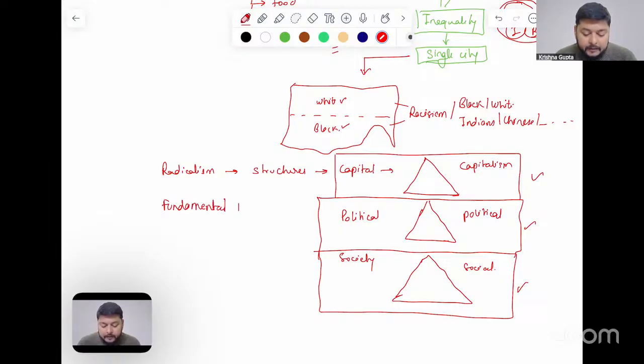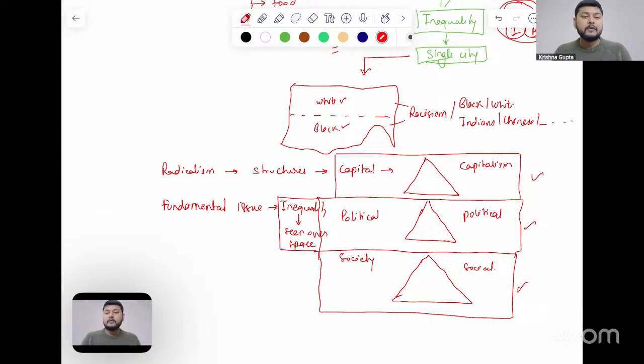They become a fundamental issue for the prevalence of inequality, which was also being seen over the space. Now, in this part, what radicalism says is how we can overcome this issue of inequality.